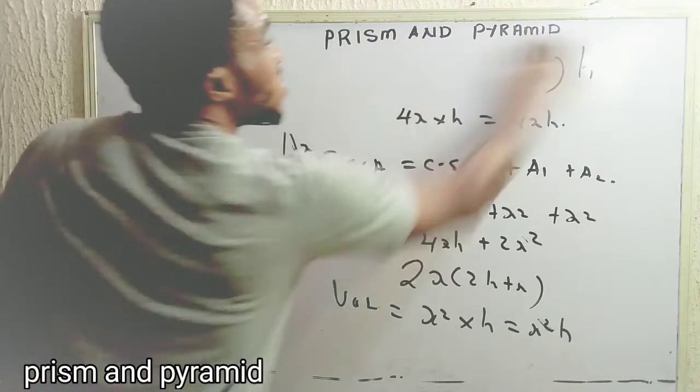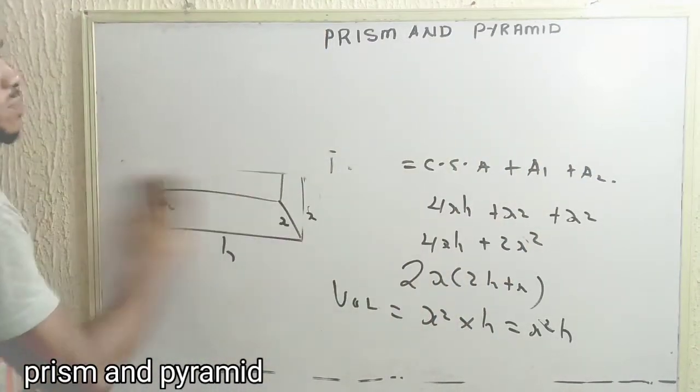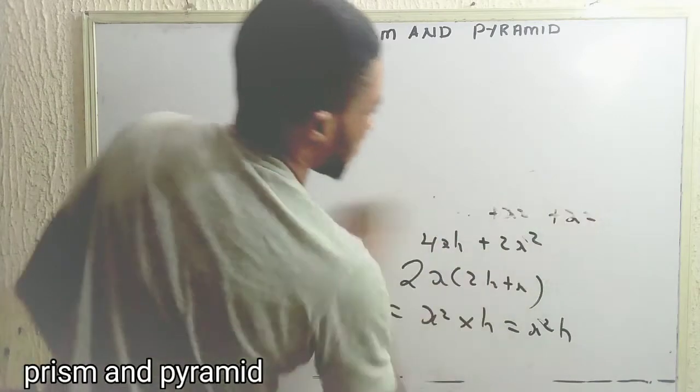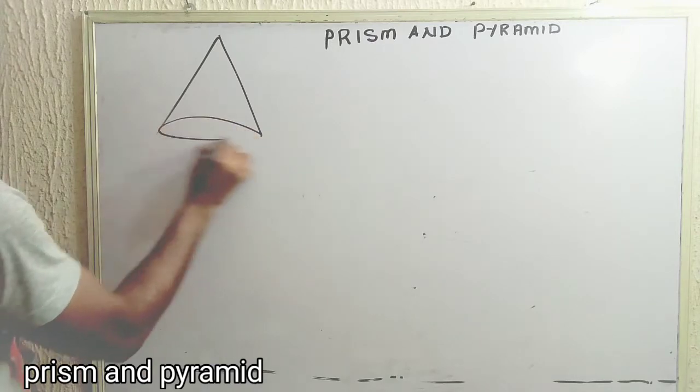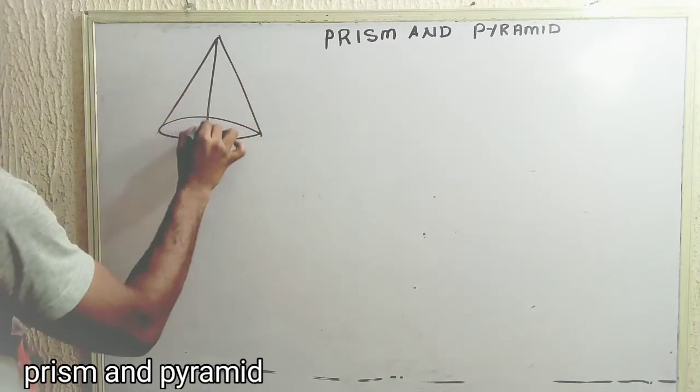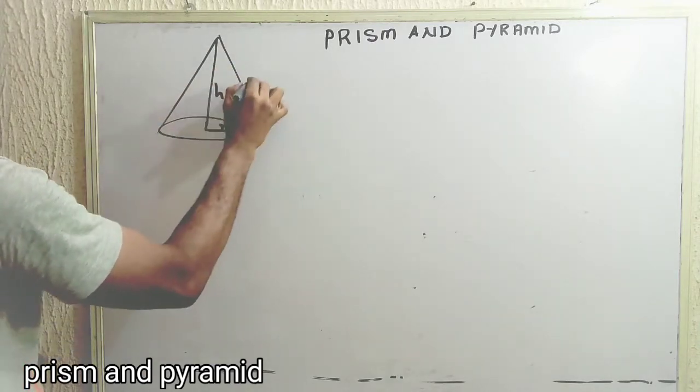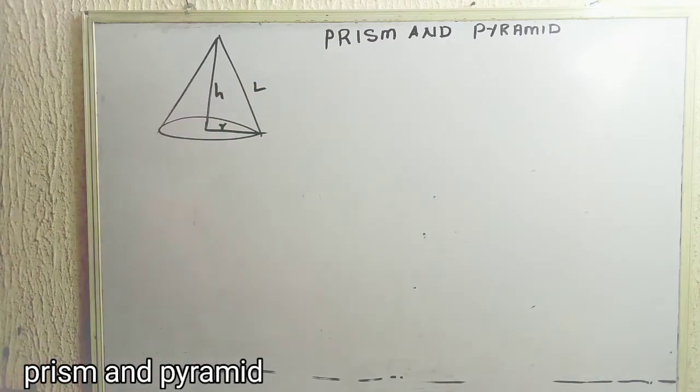Now let's move on to the pyramid. The pyramid always has a pointed end. A typical example of a pyramid is the cone. So if I draw a cone in this manner, here is the height, here is the radius. I have the height and the slant height. It has 2 heights there.